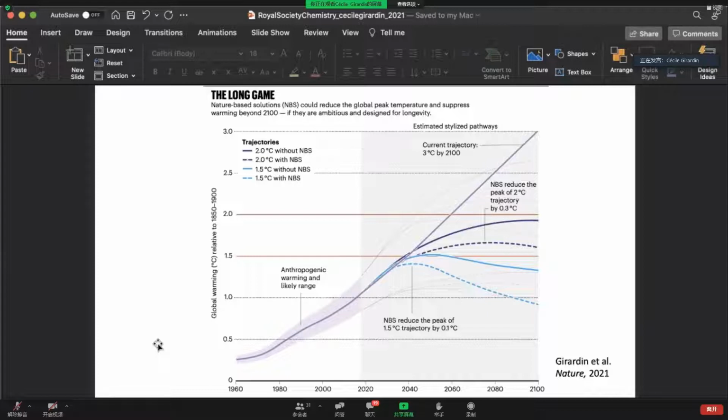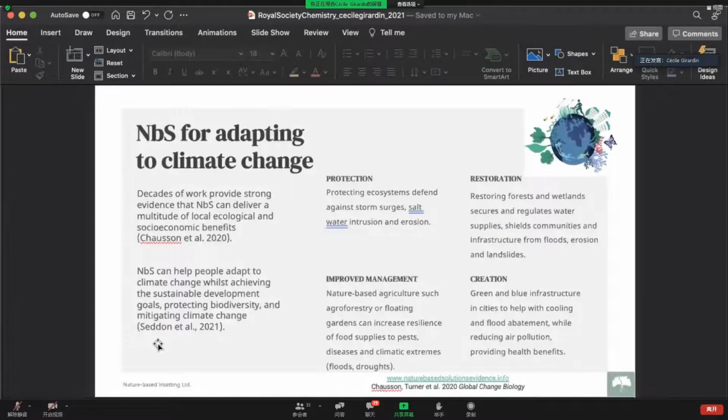And this means solutions that are ecologically sound, socially equitable, designed in collaboration with the stewards of the ecosystem, so the local communities that are working on these ecosystems, designed and implemented in collaboration with them, and paying closer attention to the long-term carbon storage potential of these projects. And then on the other side, nature-based solutions have a very important role in adapting to climate change.